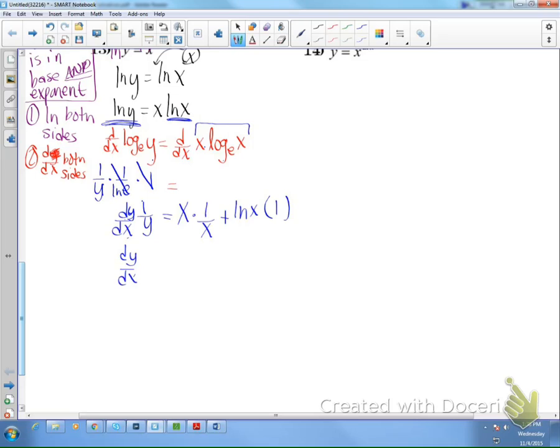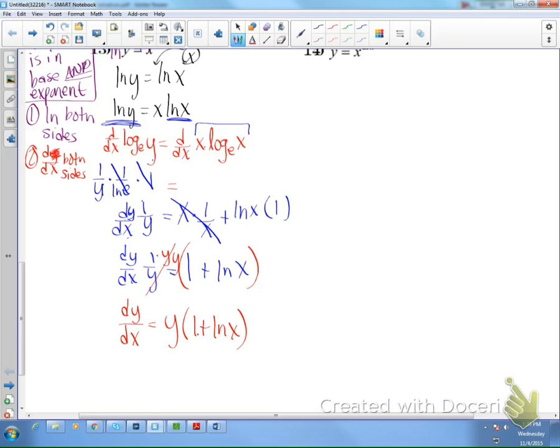So let's find dy dx. First, I'm going to simplify the right-hand side. What happens to x times 1 over x? 1. So this whole side is 1 plus natural log x. So how do we find dy dx? Times by y over 1, or just y. Those will cancel out, but we have to multiply everything by y. Now here's a problem, an easy thing to forget to do. This cannot be your answer.